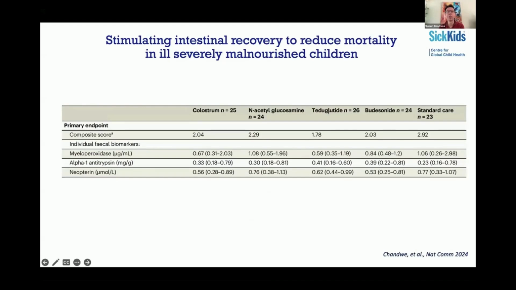The deglutide is a gut proliferation medication, and budesonide is an anti-inflammatory. And they looked at various inflammatory and other gut health outcome markers. And they did see a trend for some of these medications. It didn't combine the different interventions here, which I think would have been also helpful. But potentially there is some value there, and I think this needs to be looked at further.